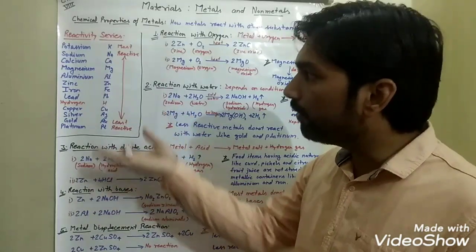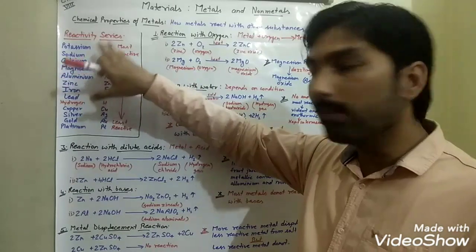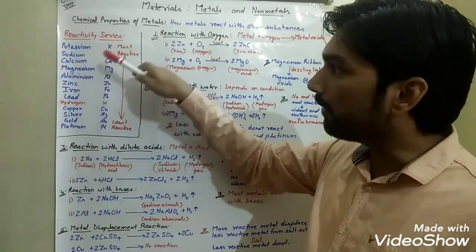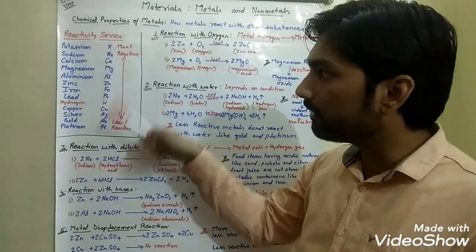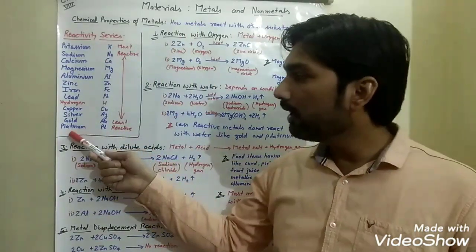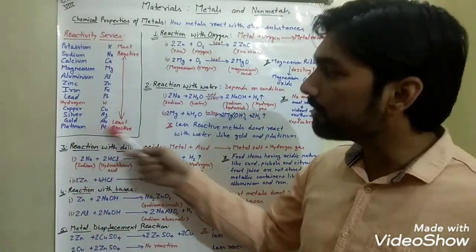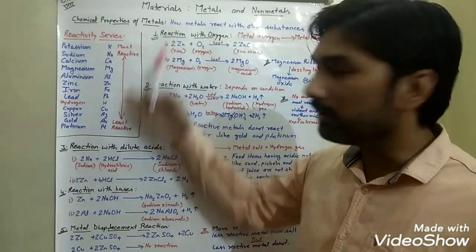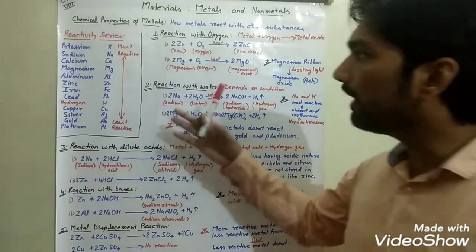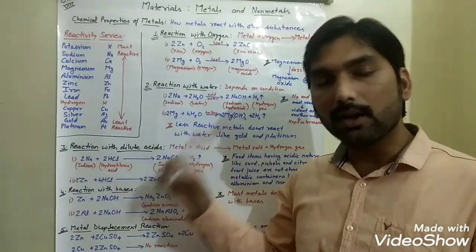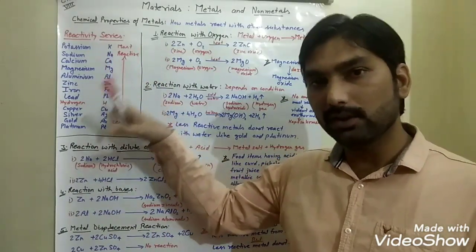The top level is occupied by potassium, and from the series you can tell this is the most reactive element in it. Platinum is at the base, at the bottom, which means it is the least reactive metal amongst all of these. So we will see how metals react chemically with other substances in their surroundings on the basis of their reactivity series.